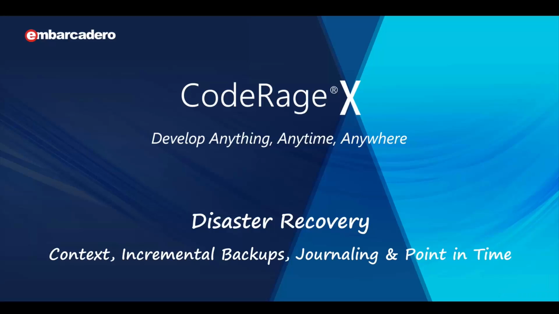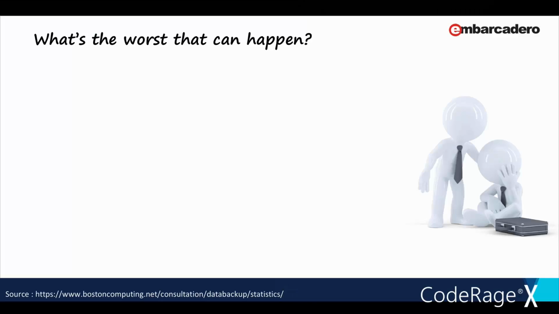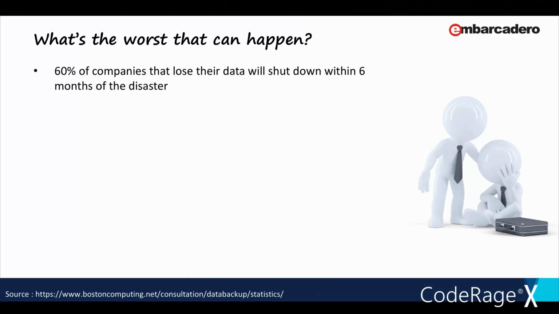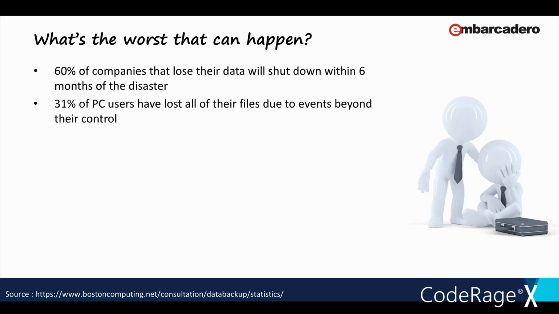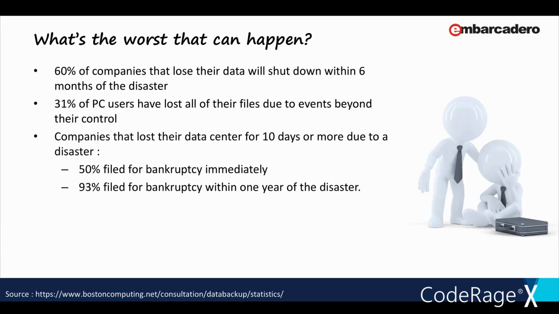Now, I mentioned briefly about disaster recovery earlier, and journaling. Disaster recovery is very, very important. When it comes to what's the worst that can happen, well, 60% of companies that lose their data will shut down within 6 months of the disaster. 31% of PC users have lost all of their files due to events beyond their control. Companies that lost their data center for 10 days or more due to a disaster: half of them filed for bankruptcy. 93% of them filed for bankruptcy within 1 year of the disaster.